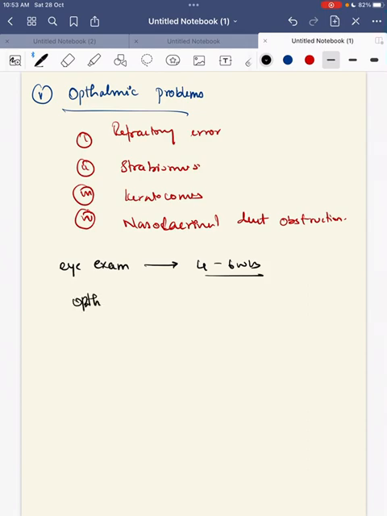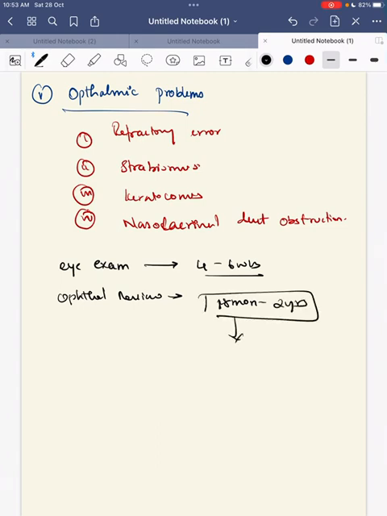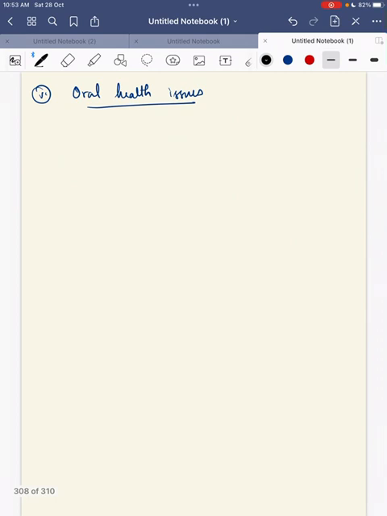Next is the ophthalmic review. The ophthalmic review is carried out between 18 months and 2 years of age. The next review is at 4 years of age. Then you will do this review once every 2 years throughout life. This is about ophthalmic problems.